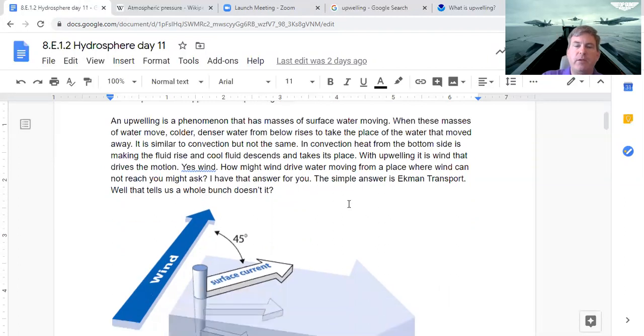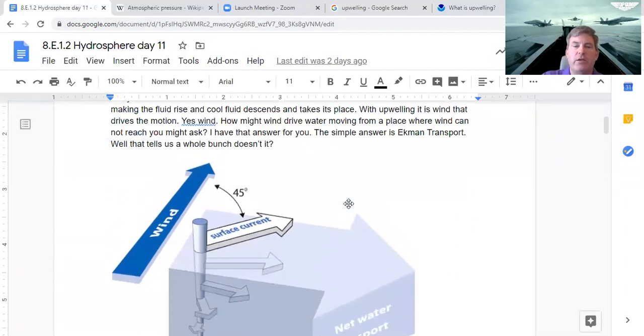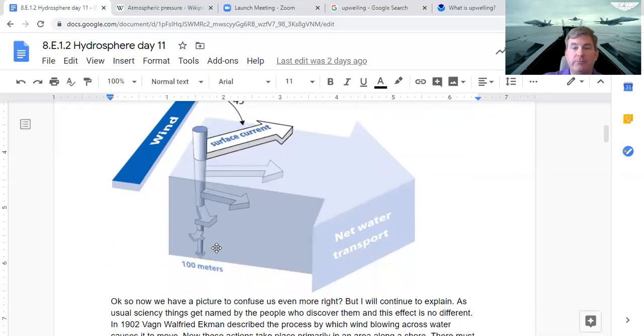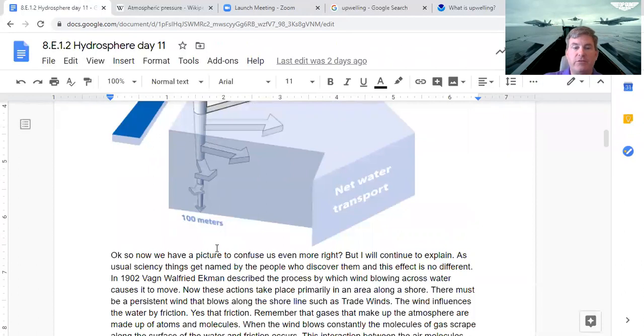So we got this little graphic right here. Typically where we see these upwellings are along coastlines. So imagine the coast is over here along this line that the wind's blowing on. The wind is blowing parallel to the coast. So here's the coast, here's the wind blowing along the coast. And so what happens is the wind blows along the top of the water, and when the wind blows along the top of the water, it creates a friction force.